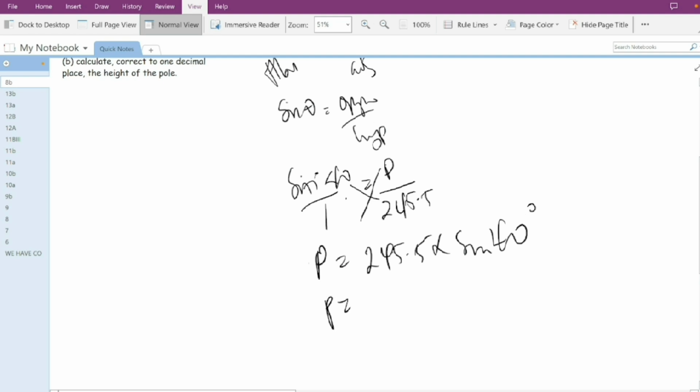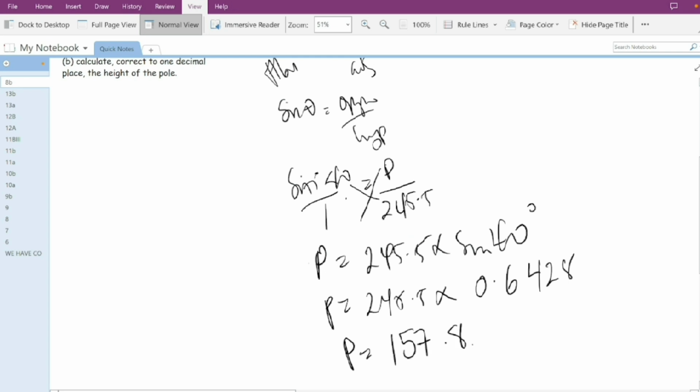Now P is equal to 245.5 times sine 40, which is 0.6428. The height of the pole P is approximately 157.8 meters, which is our final answer.